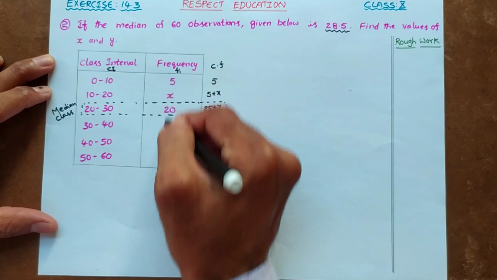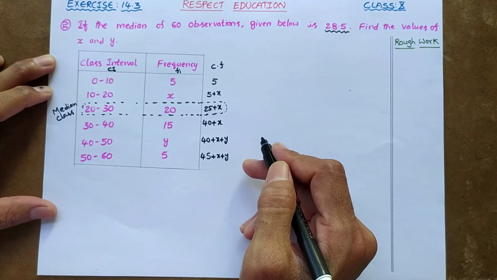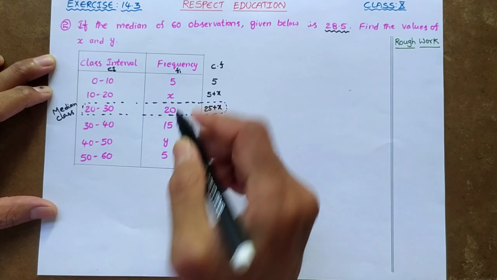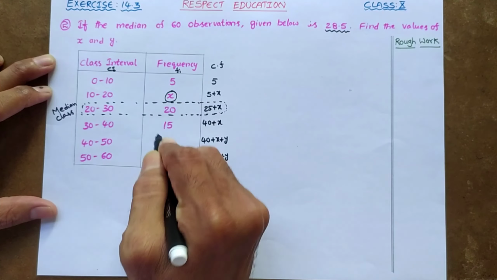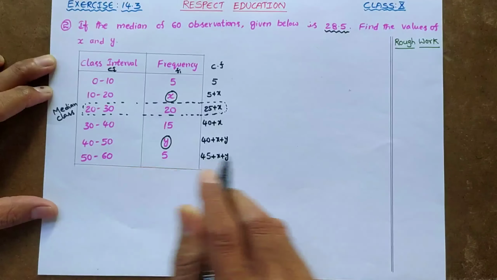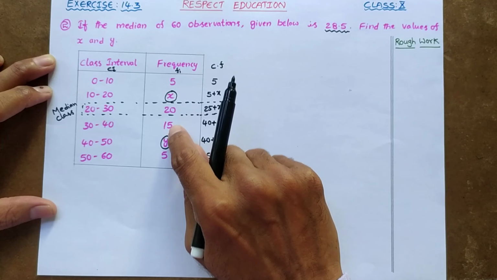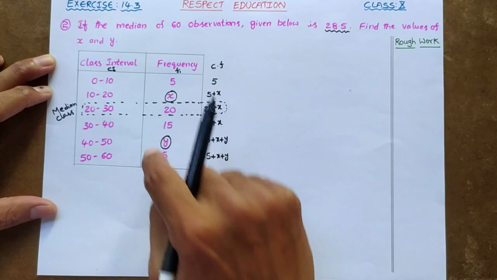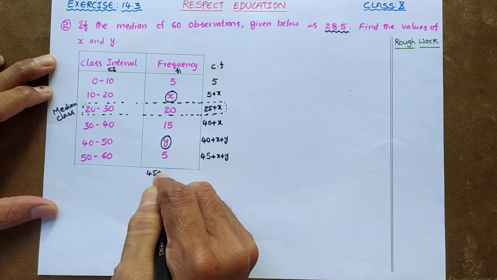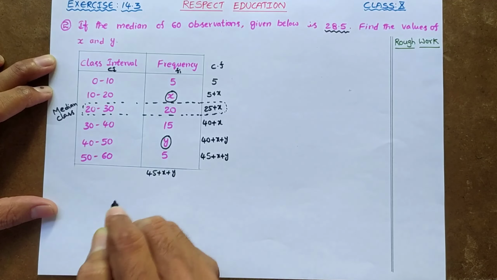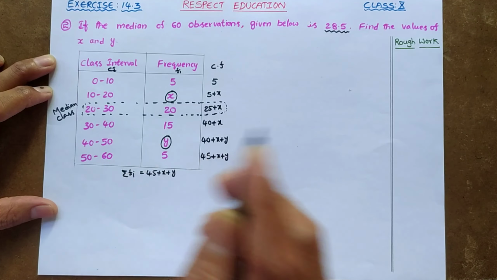Now next we need to find the sum of these frequencies. So here, except x and y, let us add all the remaining values. 5 plus 20 is 25, 25 plus 15 is 40, 40 plus 5 is 45. So this total is 45 plus x plus y. Clear? This is sigma Fi.